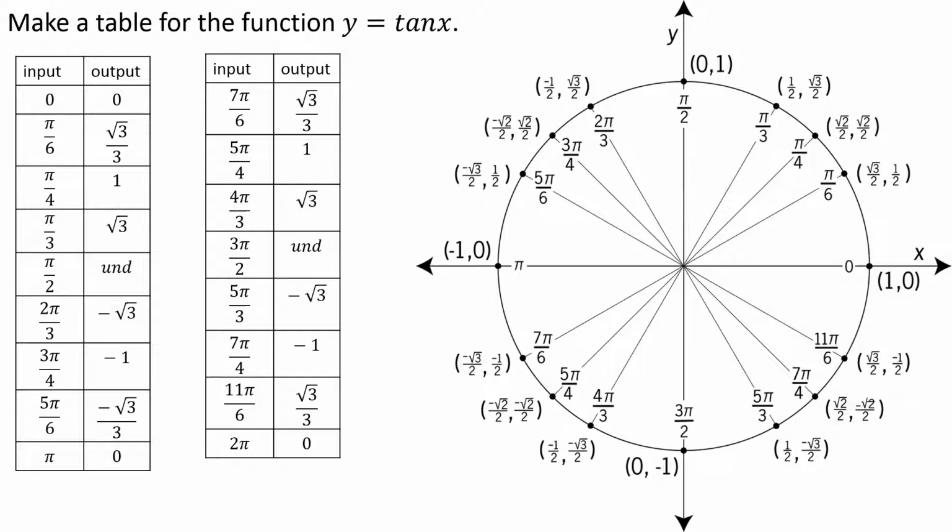You'll notice that pi over 2 is undefined, because sine of theta would be 1, cosine of theta would be 0, and 1 divided by 0 is undefined. And so as we race around the circle, we find ourselves every pi units in a situation where it's undefined, right? Between pi over 2 and 3 pi over 2 is pi units.